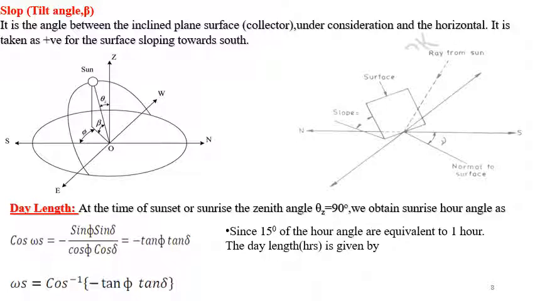Since 15 degrees of hour angle are equivalent to 1 hour, the day length is given by Td is equal to 2 omega s by 15, or Td is equal to 2 by 15 cos inverse of minus tan phi tan del.